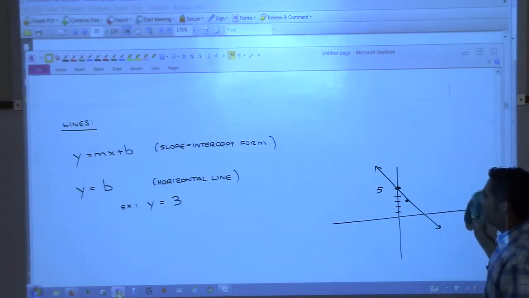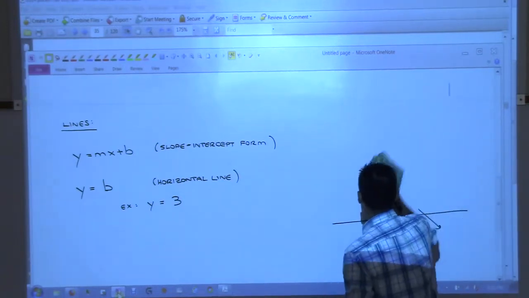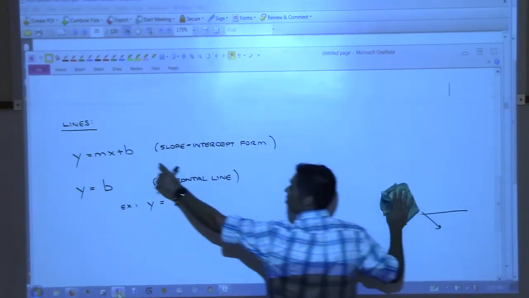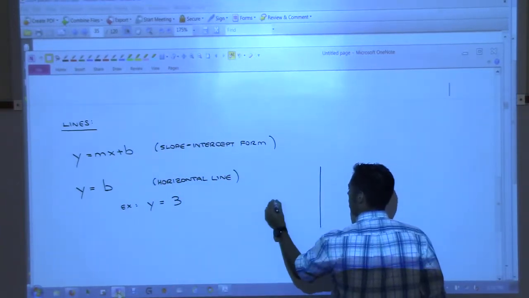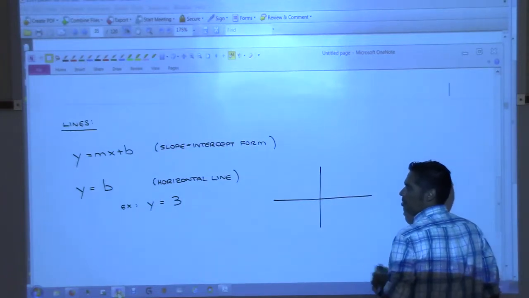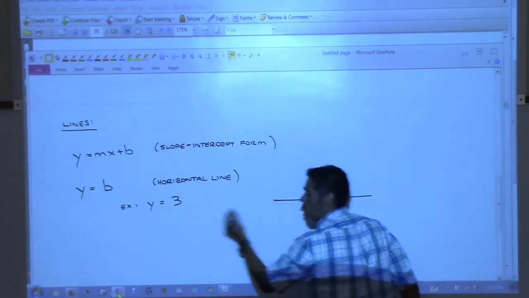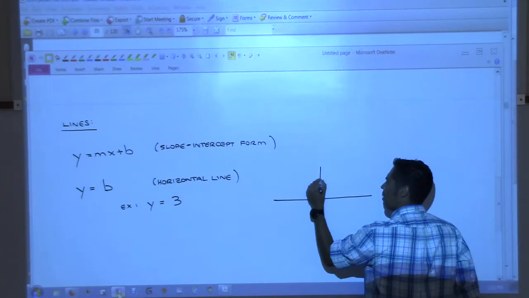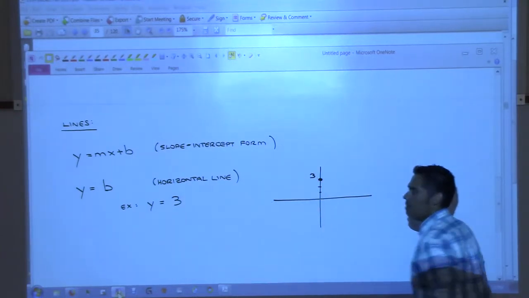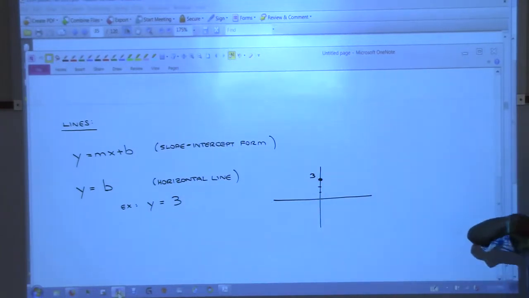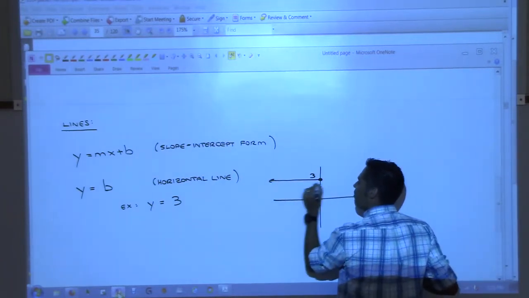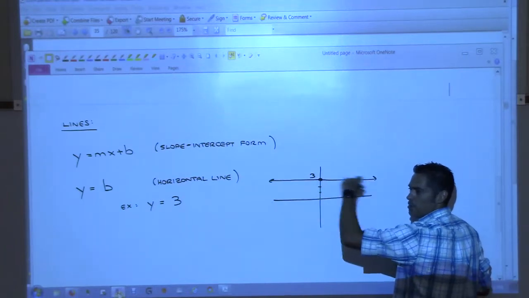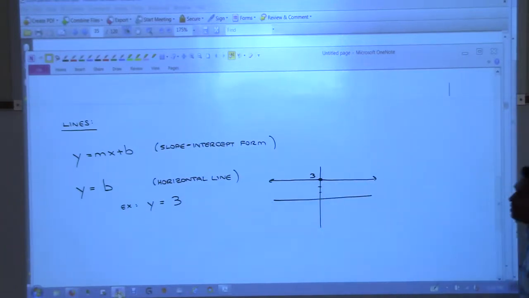So how would I graph y equals 3? Because it doesn't look like this, right? How would I graph that? Well, this is saying that y is 3, right? So y is 3 means I go up 3. 1, 2, 3, and I put a dot at 3, right? But my entire line has to be y equals 3. So every point on my line has to have a y coordinate of 3. So it's a horizontal line through 3. So that's your horizontal line.